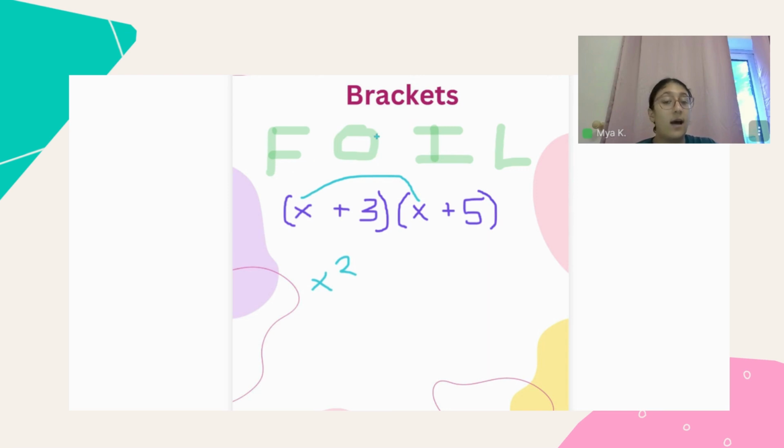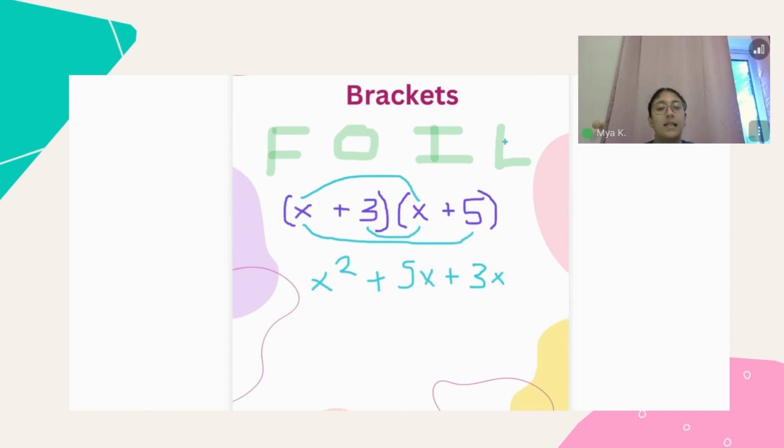The O stands for outers, so that is the outermost number or expression in both of these brackets. So we would do x times 5, which is 5x. Next up is the I, which stands for inners, so we have 3 and x there, so 3x is our next sum.